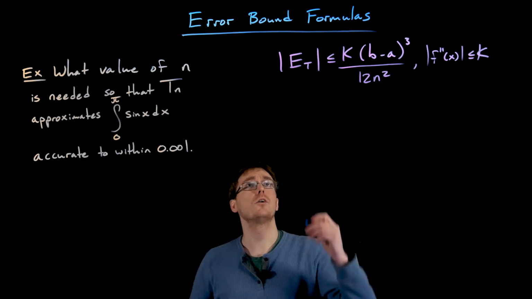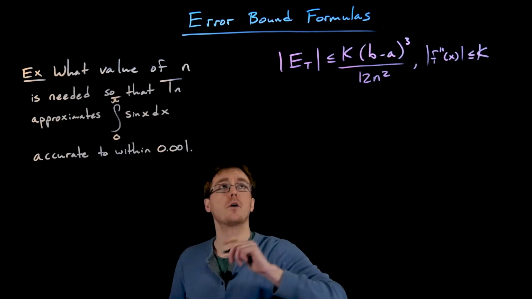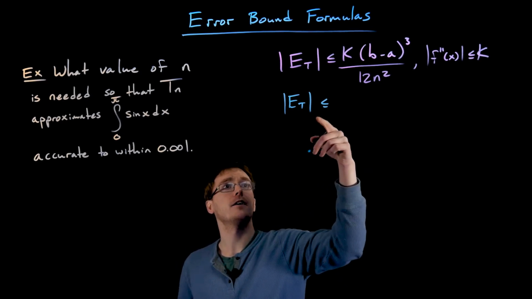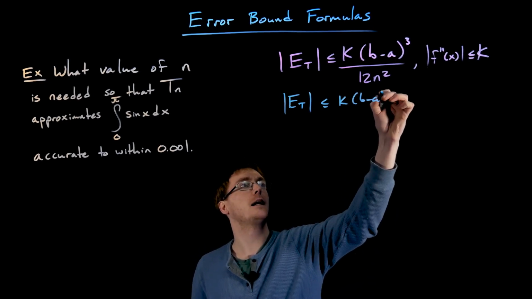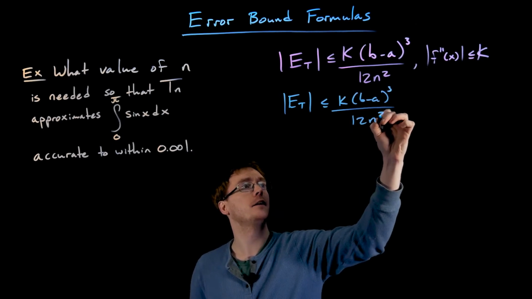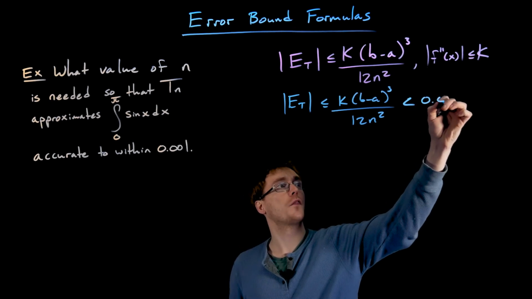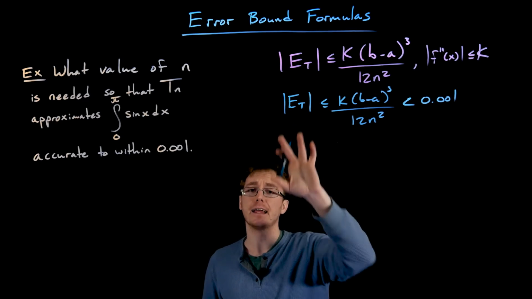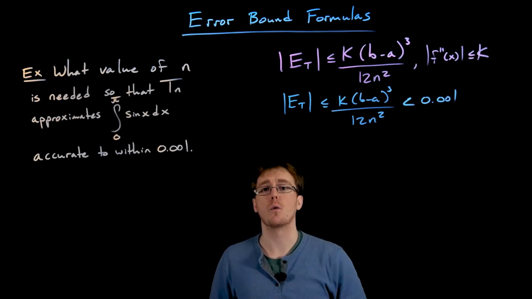And so what is our goal? Our goal is to make the error in the trapezoidal rule to be less than 1/1000th. And so what we know is our error, or the absolute value of our error, is definitely going to be less than this quantity, k times b minus a to the power of 3 over 12n squared. And so the idea is if we can make this quantity less than 1/1000th, or 0.001, then that guarantees that the error in using the trapezoidal rule will also be less than this number 1/1000th.